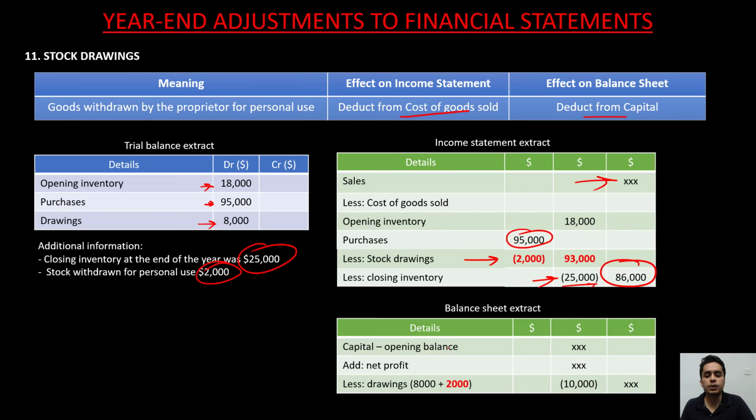In the balance sheet, this 2,000 will be added to the existing drawings of 8,000. Here in the trial balance, 8,000 is there. So hence total drawings of 10,000 will be reduced from capital to arrive at the ending capital on the balance sheet date. So these cover all major adjustments that can be asked in your exam. I hope now you would be able to solve questions related to this topic better.